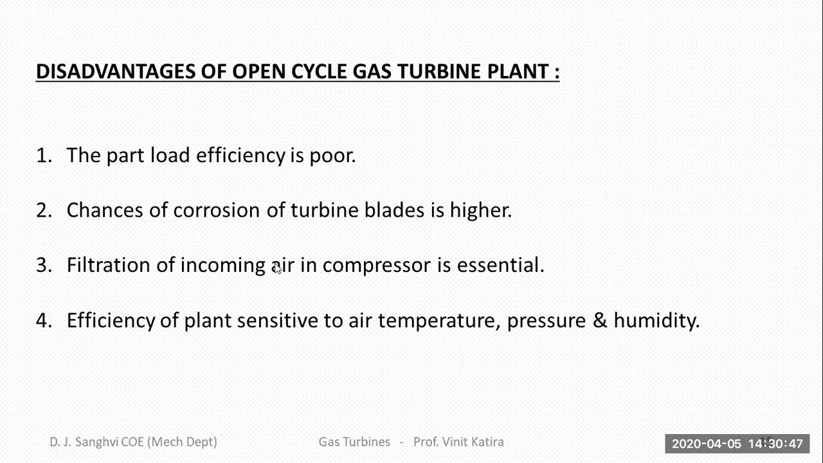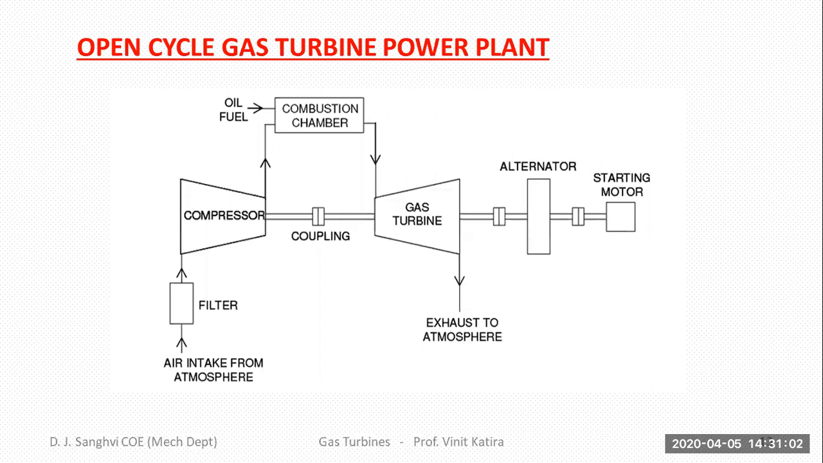Third is that the filtration of incoming air in the compressor is essential, as I mentioned before. Efficiency of the plant is sensitive to air temperature, pressure, and humidity, because the air enters from the atmosphere over here. So any changes in temperature or humidity is going to affect the efficiency of the plant.